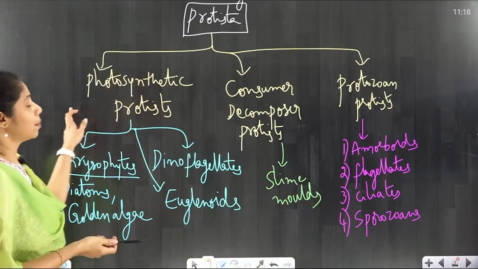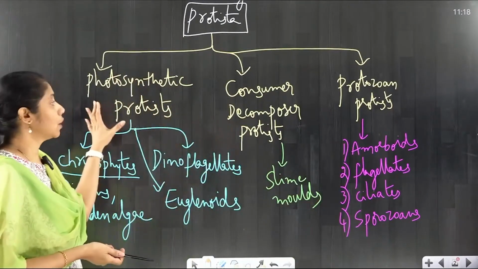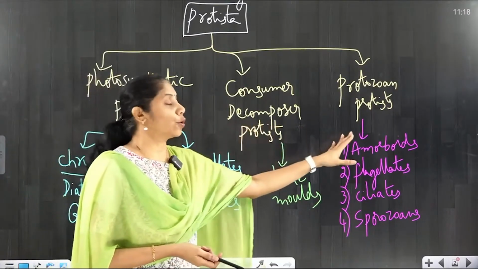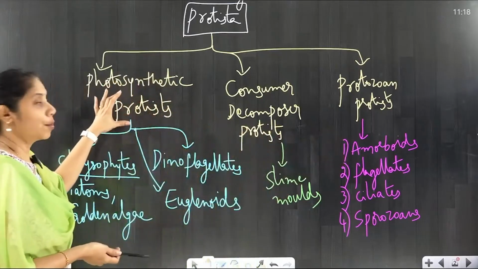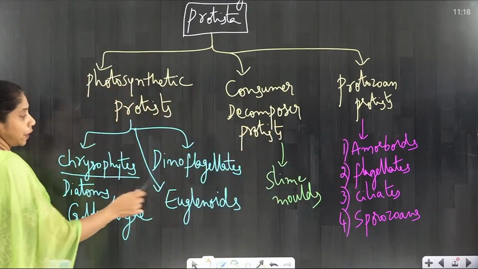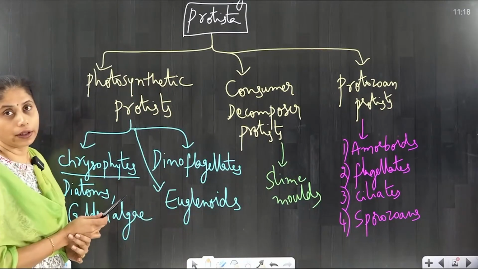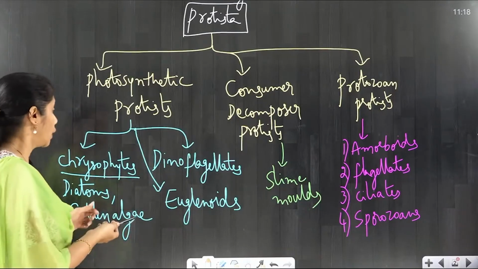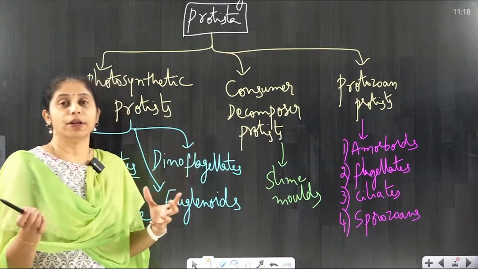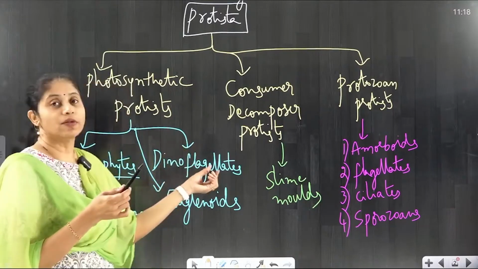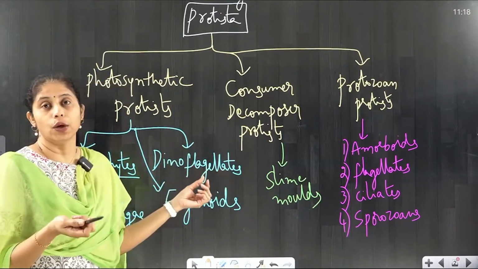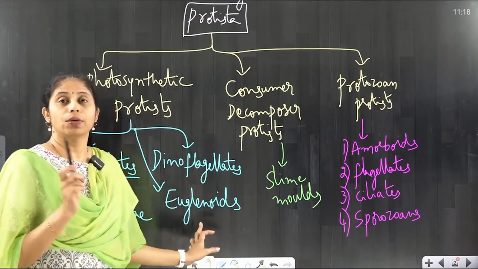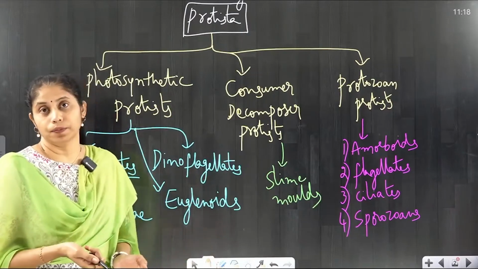Protista kingdom is subdivided into three groups based on the mode of nutrition: photosynthetic protists, consumer decomposer protists, protozoan protists. Photosynthetic protists are of three types: chrysophytes, dinoflagellates, euglenoids. Under chrysophytes, you will have the examples of diatoms and golden algae. Dinoflagellates, that name itself is an example. Names under dinoflagellates: Noctiluca, Gonyaulax, like that. Euglenoids, under this you have the best example, Euglena.